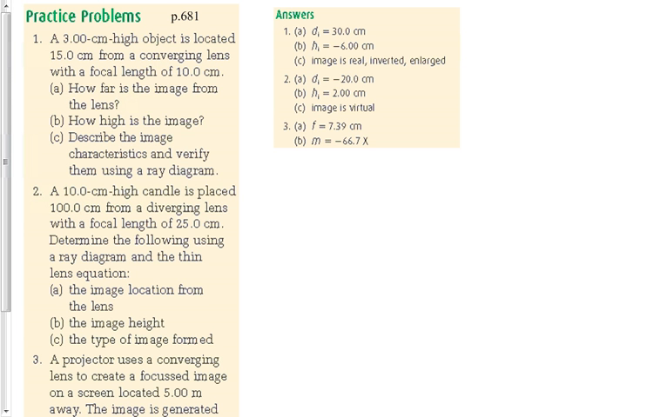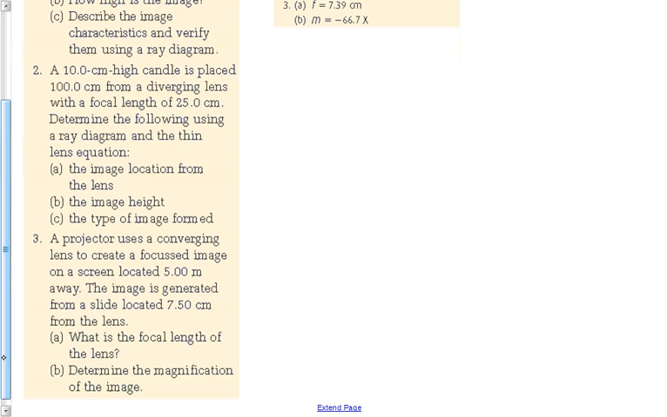First of all, we had page 681, question 1 of 3, and then we had page 683, some check and reflect questions. Any issues first on page 681? Number 3? Okay, 681, number 3. Any others? Nope. All right, 681, number 3 says, a projector uses a converging lens.